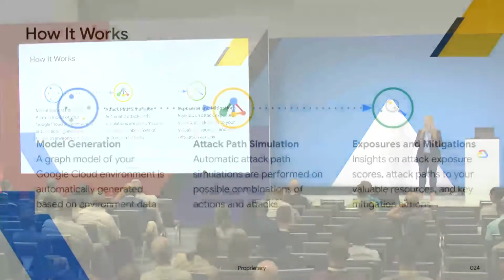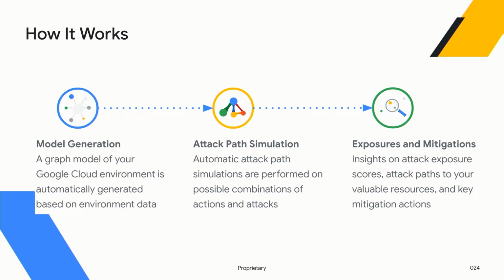So let's talk a little bit about how it works. The first step here is the model creation. We generate a big graph model of your Google Cloud environments, understanding the resources, the connections between these resources, identity and access policies, and more. So we build out this large model of your environment. And then the attack path simulations are conducted on that model, where a virtual attacker attempts kind of everything and anything, lots of permutations, to try to gain access to these valued resources. Now, because the simulations are actually run on the model, there's no impact on your live environment.